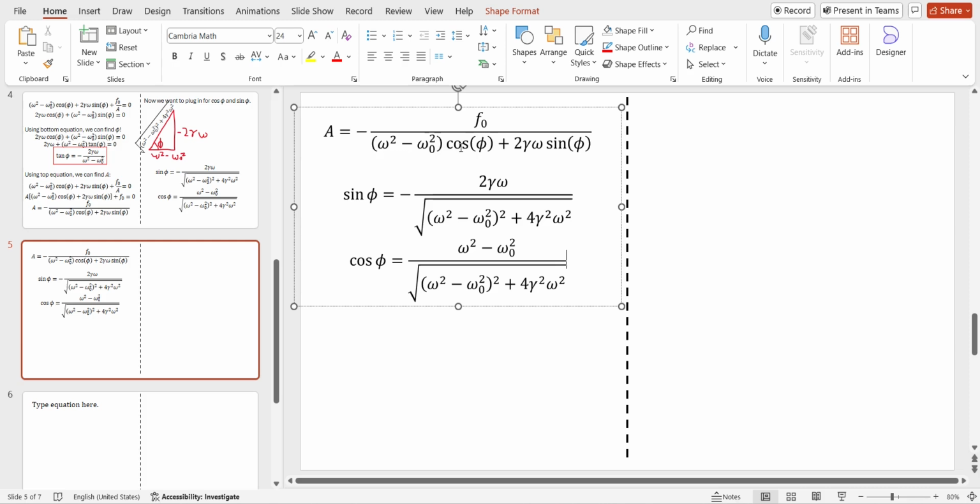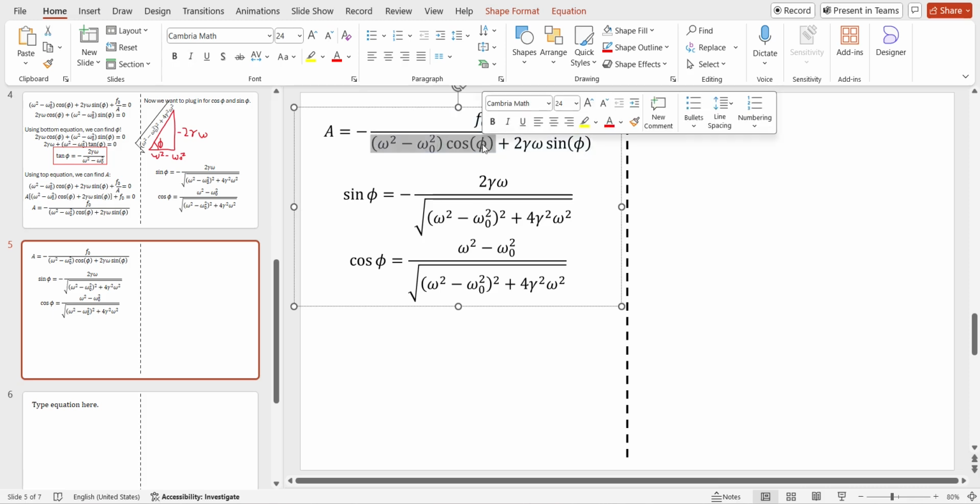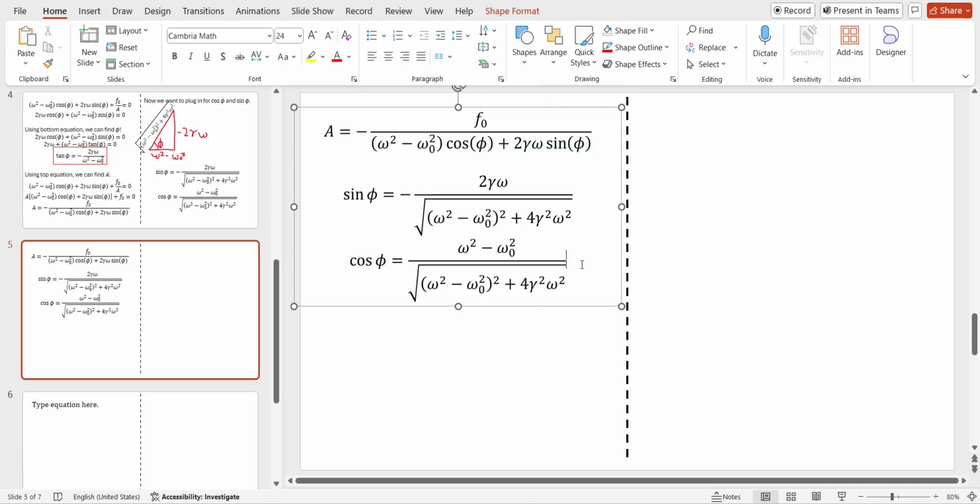And so what I'm going to do now is, you notice how in the denominator of A, we have omega squared minus omega naught squared times cosine, right? And so I'm just going to figure out what that term is instead of just the cosine. So I'm just going to take the cosine expression and multiply it by omega squared minus omega naught squared. Because I just want to plug directly for all of that stuff. I don't want to plug in just cosine. I just want to get rid of that whole term. So let's just see what it is.